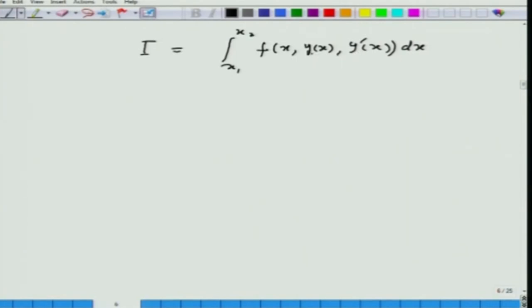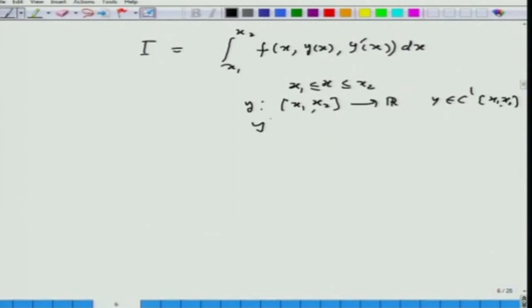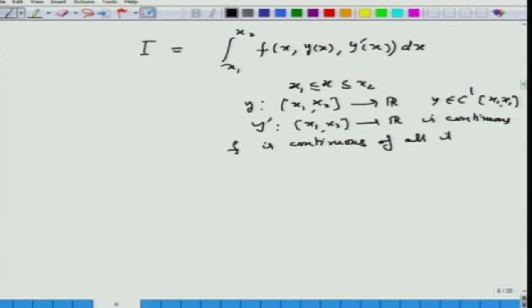Of these arguments, x is the independent variable which is varying, lying between x 1 and x 2, and y is a function from [x 1, x 2] into R such that y and y prime are continuous, that is y is C 1 [x 1, x 2]. So, y prime will also be a function from [x 1, x 2] and it will be continuous. And this f is continuous in all its arguments.